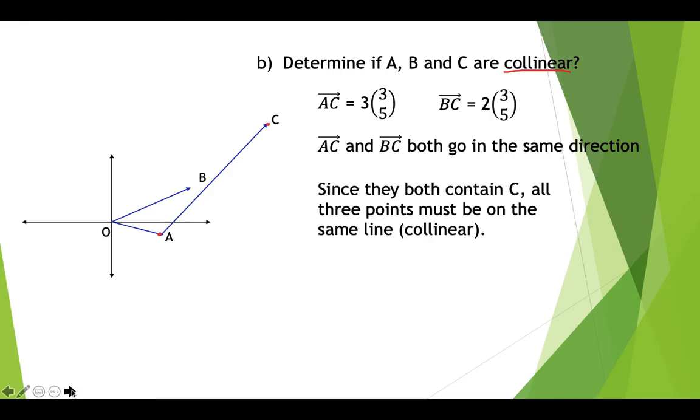So by showing that, and we also know that they both contain point C, that means they must all be on the same line. All right, so we can redraw that to show that BC does in fact, OB does in fact make it onto that line.